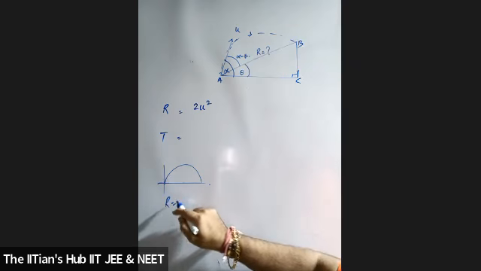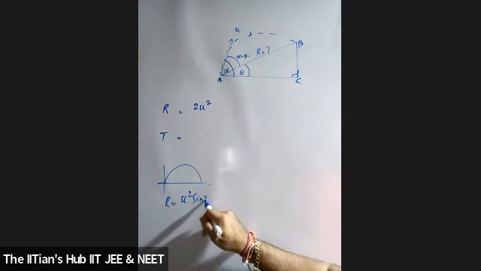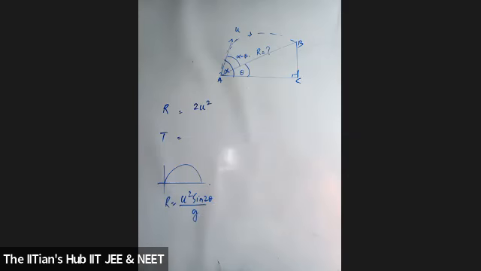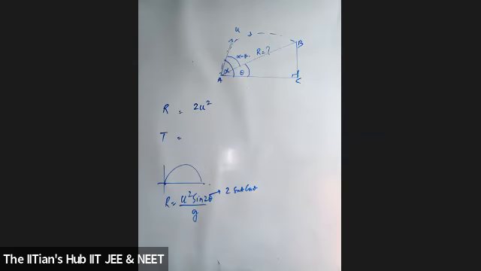Students, when I told you how to remember, it's u squared sine 2 theta by g. And what is sine 2 theta? 2 sine theta cos theta. Is this the formula or not? This is the range for ground to ground projection. When I taught you, students, I also told you how to remember this.